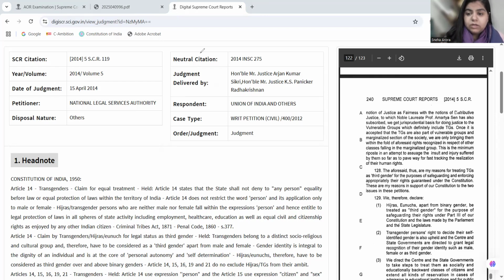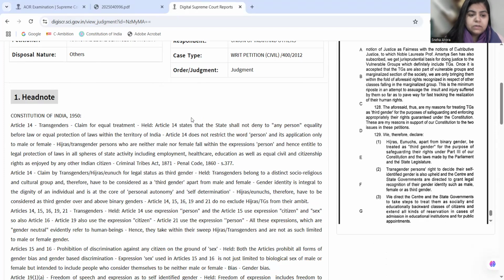So now in this case, the court is interpreting a few constitutional articles. The court is looking at Article 14, Article 15, Article 16, 19, and 21. The court is denoting that in these articles, the words that have been used are person and citizen. Okay, so now the connotation here is that person is not describing any gender. It is not saying a male or a female, it is saying person.